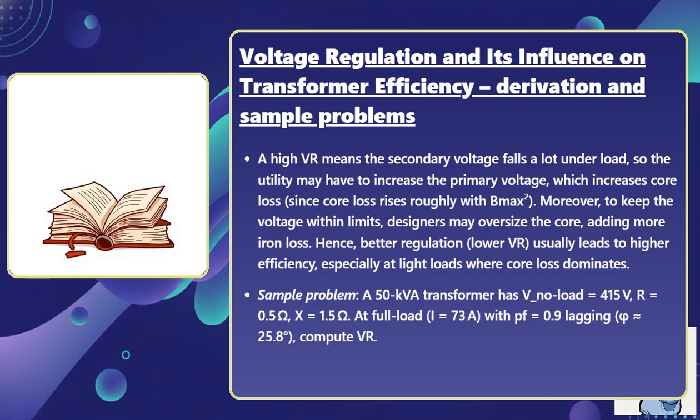Sample problem: a 50 kilovolt ampere transformer has V no load equal to 415 volts, R equal to 0.5 ohms, X equal to 1.5 ohms. At full load, current equals 73 amperes with power factor 0.9 lagging, phi approximately 25.8 degrees, compute V. I times R times cosine phi equals 73 times 0.5 times 0.9 equals 32.85 volts.